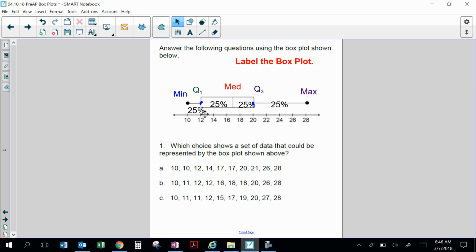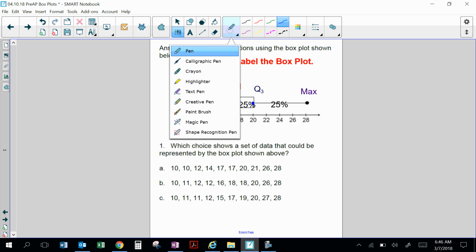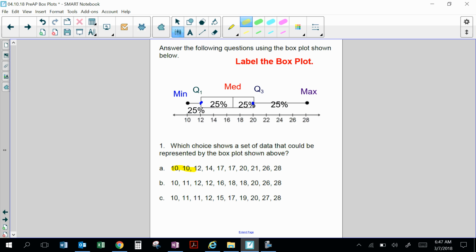So the minimum is 10. They all have it. Shucks. The max is 20. They all have it. Shucks. The median is 17. So let's see which one does not have that. Find the median. So 17. 17. 16. C is out. So we have one eliminated.